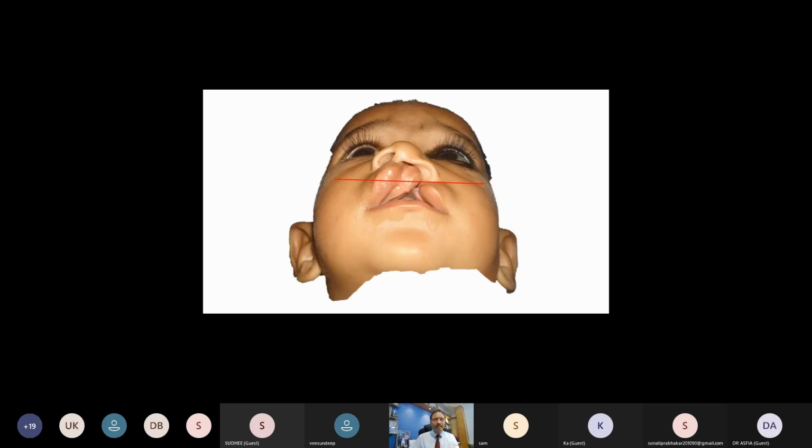Now coming to this, this is at the base of the ala on the cleft side. This is at the base of the ala on the non-cleft side. This is the nostril on the non-cleft side, and this is on the cleft side. This is the midline of the columella, which is going in this direction. The base of the columella is pulled towards the normal side. So this is the shape of the nostril on the non-cleft side, and this is on the cleft side. So you can see how the alar cartilage has been stressed on the cleft side.